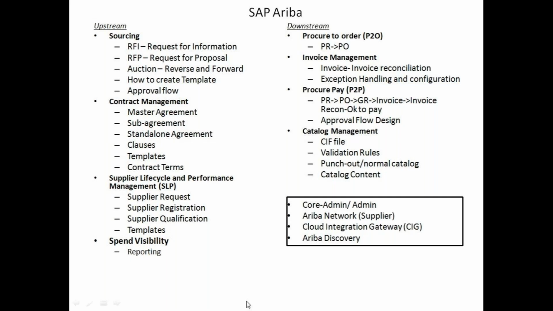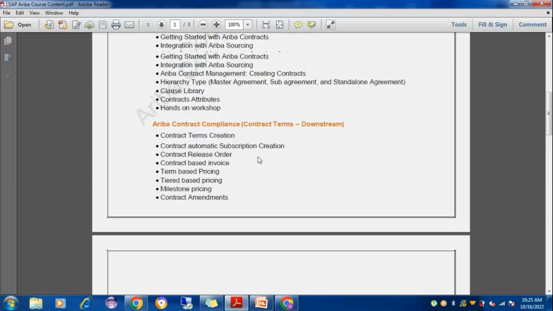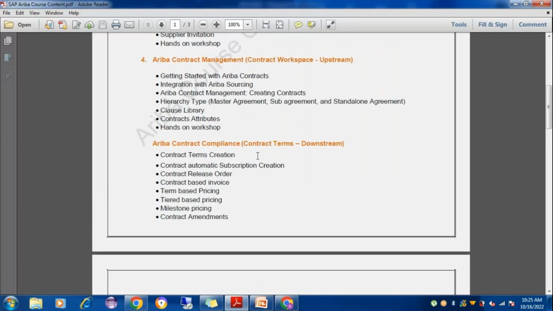If you see the detailed content, I have already segregated that. Just a second. Here, this is the Ariba contract workspace upstream, where you will be learning what the hierarchies are: master agreement, sub agreement, standalone. All those things will be there, along with the clause library, contract attributes, and a hands-on workshop.